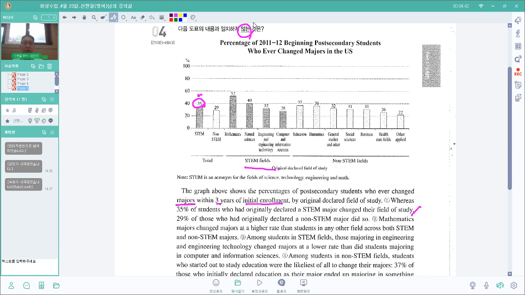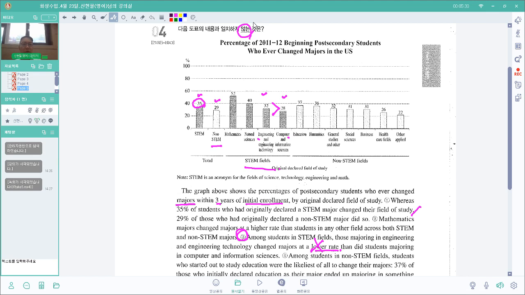29% of those who had originally declared a non-STEM major did so. So 29% of non-STEM majors changed their major, which is correct. Among students in STEM fields, those majoring in engineering technology changed majors at a lower rate than did the students majoring in computer information science. So we have an engineering major and a computer major. So it says that the engineering majors have a lower rate. But here the engineering major is a higher rate than the computer major. So number three is not correct.